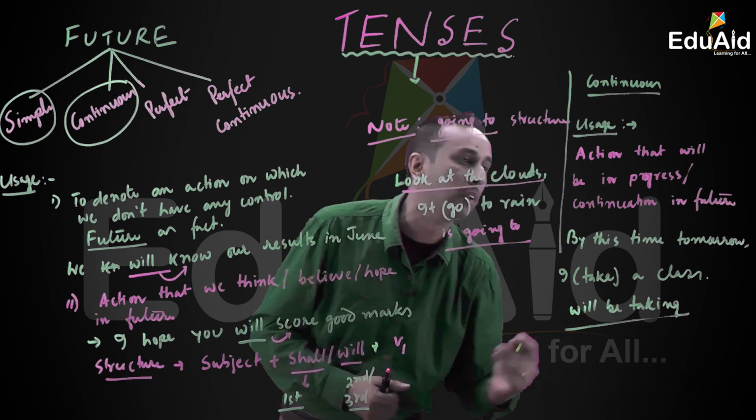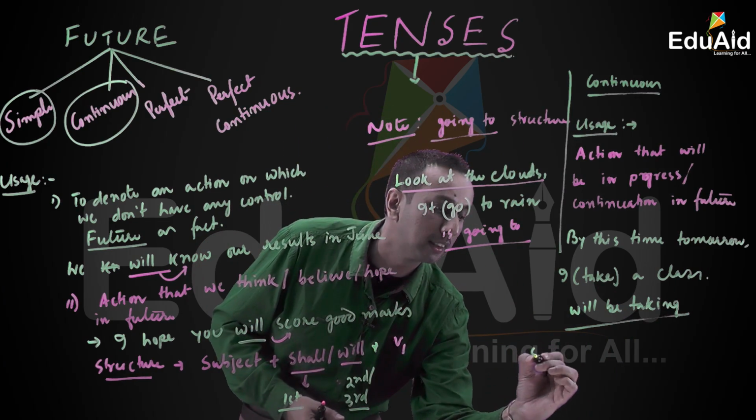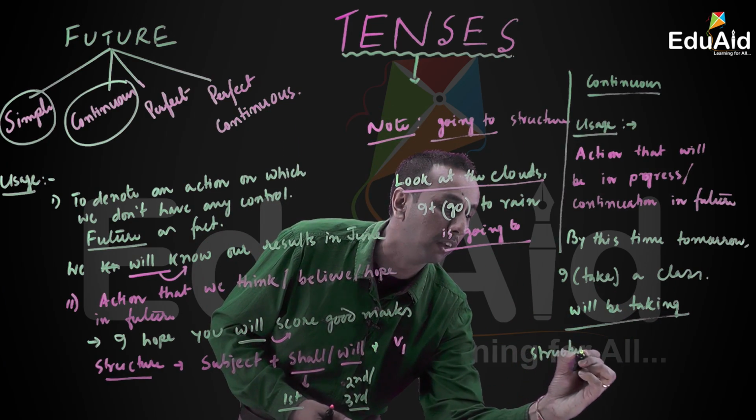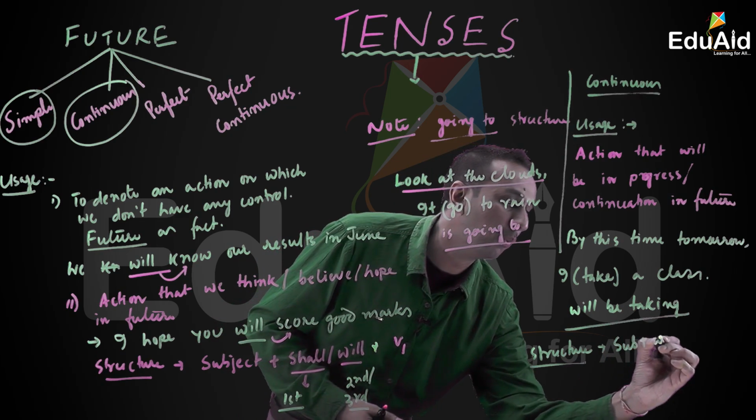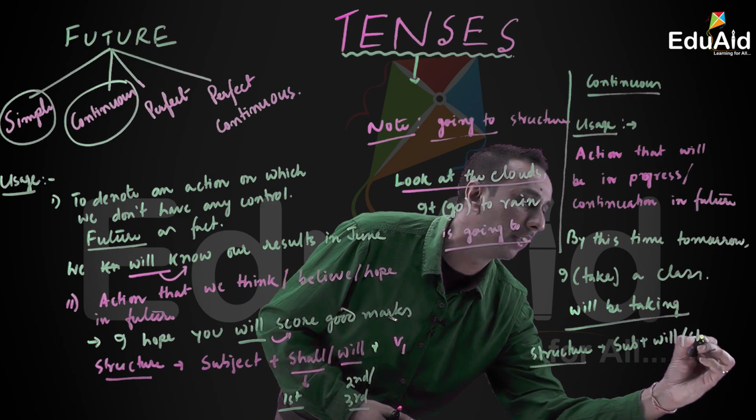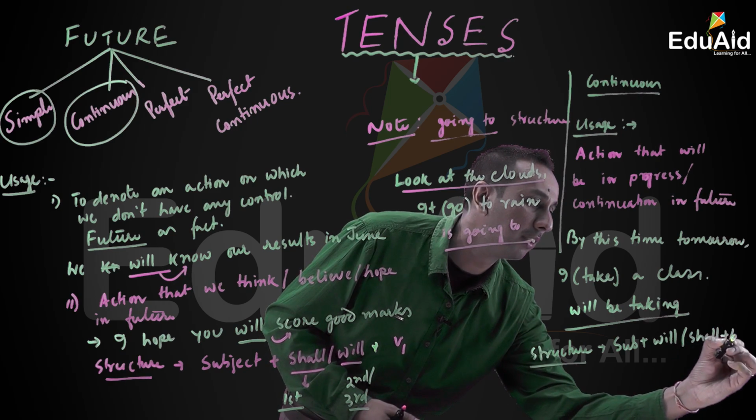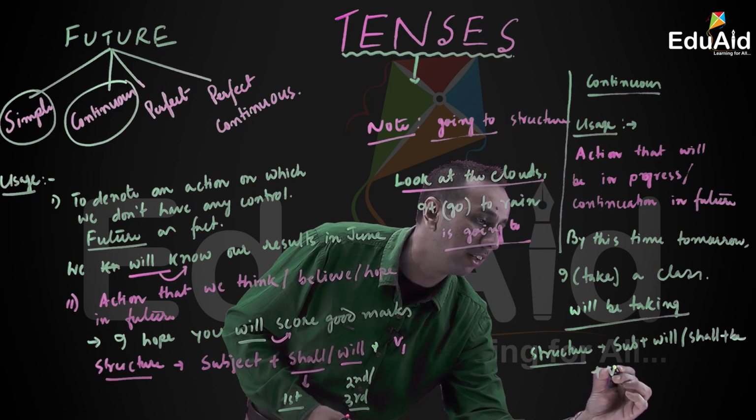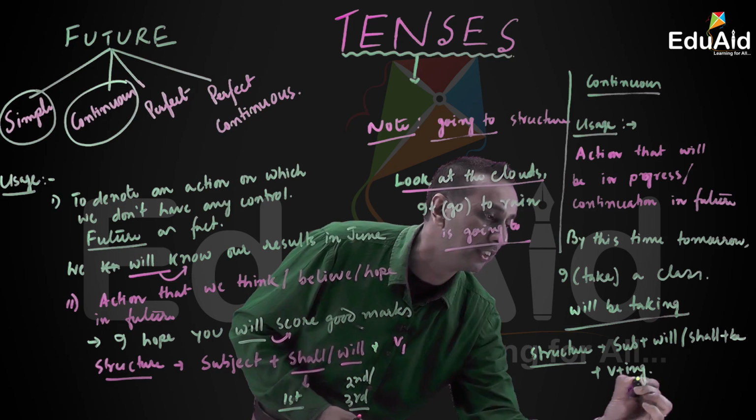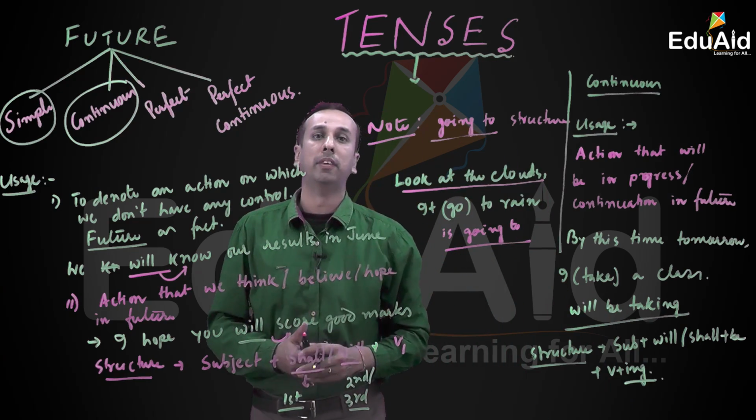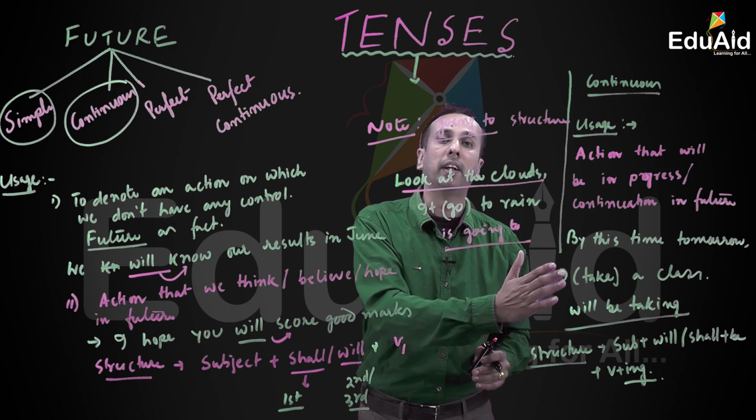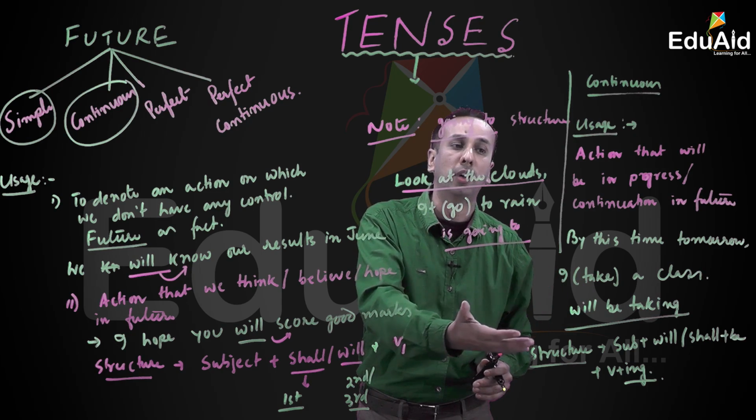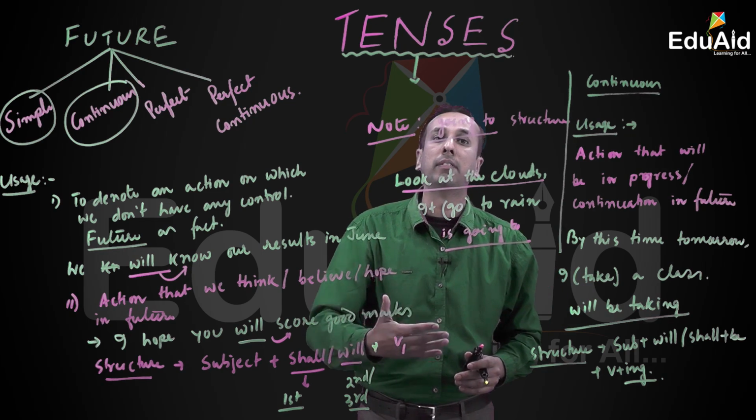The structure of this sentence, as we have seen in the example already, is subject plus will or shall depending upon the nature of the subject, plus be, plus the main verb which will take its ing, continuous or progressive form. That's the use of future continuous tense. The action will continue for some time in future. By this time tomorrow, I will be walking with my friends.